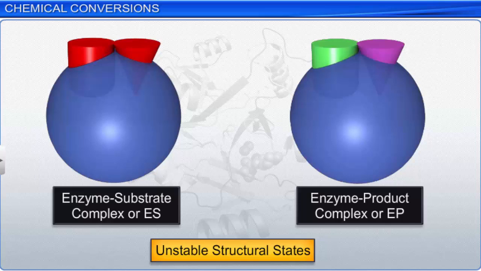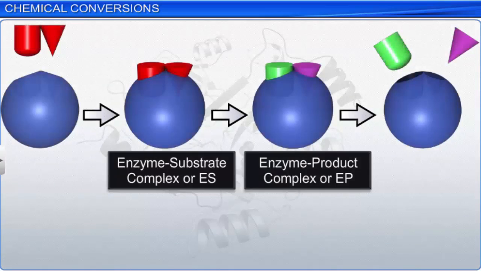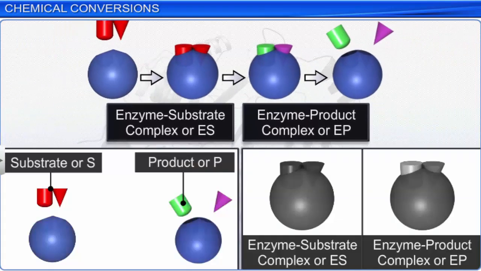Stability refers to the energy status of the molecule or the structure. In other words, stable structures can exist in nature without any uptake or release of energy. For example, S and P have a low energy status and are stable, whereas ES and EP complexes with a high energy status are unstable.